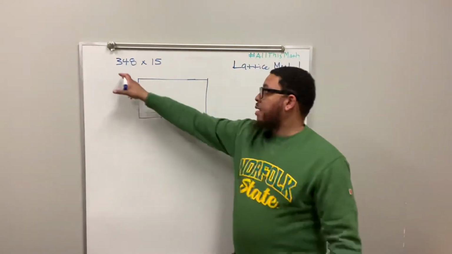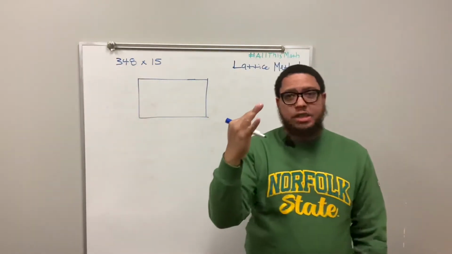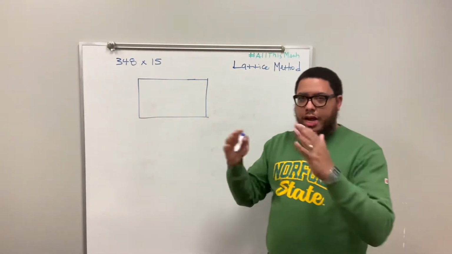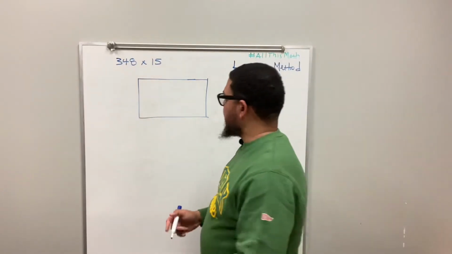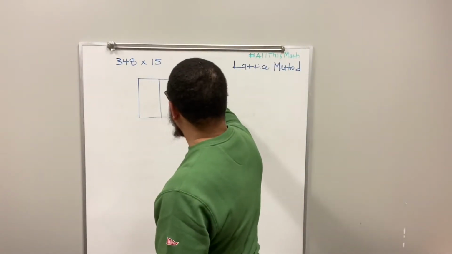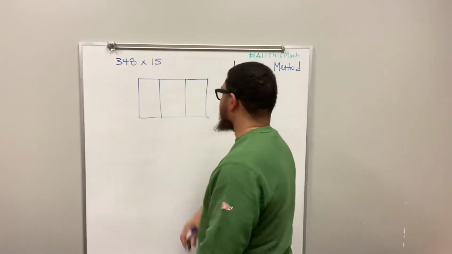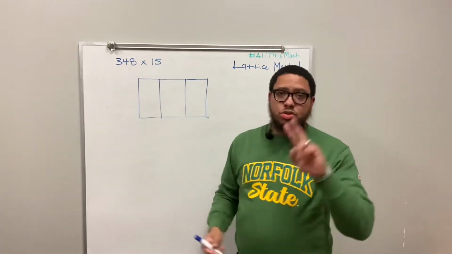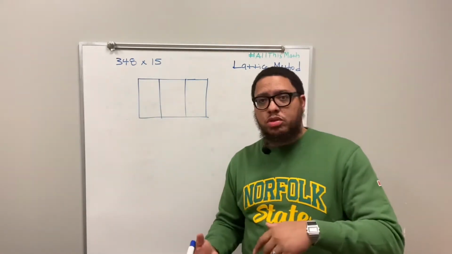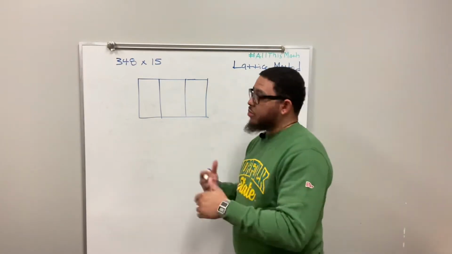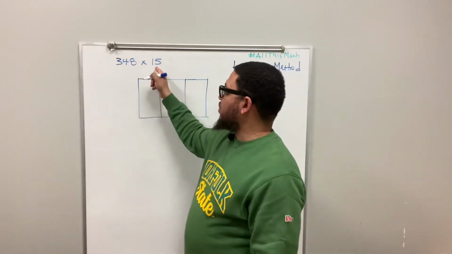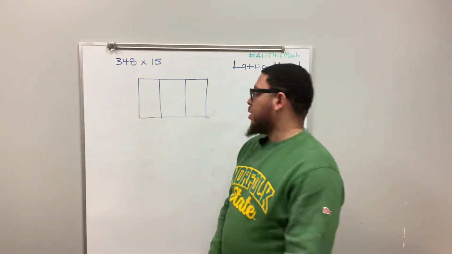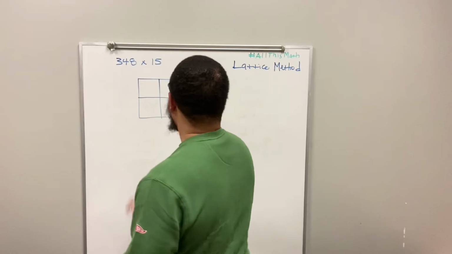All right, now my multiplicand, my first number, has 3 digits in it. So that means I'm going to have 3 columns. If I got 3 digits, I got 3 columns in my first number. So let me just do this: 1, 2, 3. It's my 3 columns. Now, my multiplier, or my second number, has 2 digits in it. So that means I'm going to have 2 rows. The number of rows I have is determined by my second number in a multiplication statement. My number of columns is determined by the first number in a multiplication statement. So let's do this. Boom.